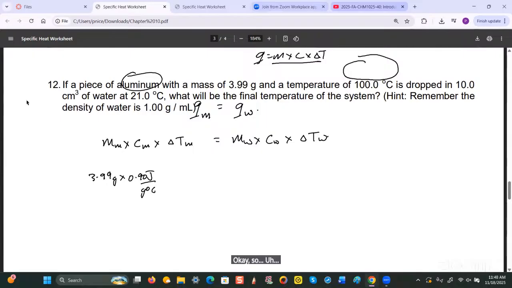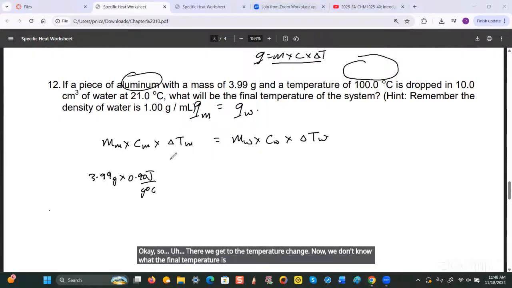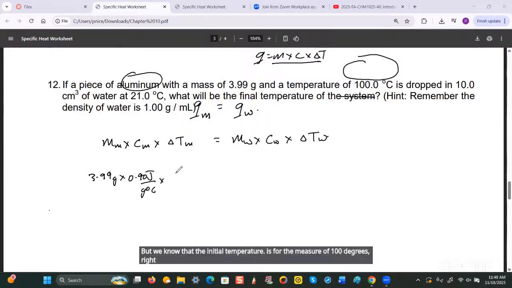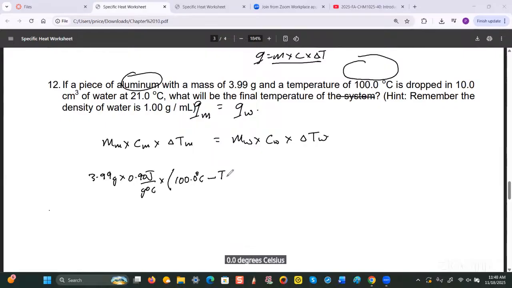Okay, so then we get to the temperature change. Now, we don't know what the final temperature is, right? But we know that the initial temperature is for the metal 100.00 degrees, right? So here I'm going to put 100.0 degrees Celsius minus the final temperature. This is what we're trying to find, right?